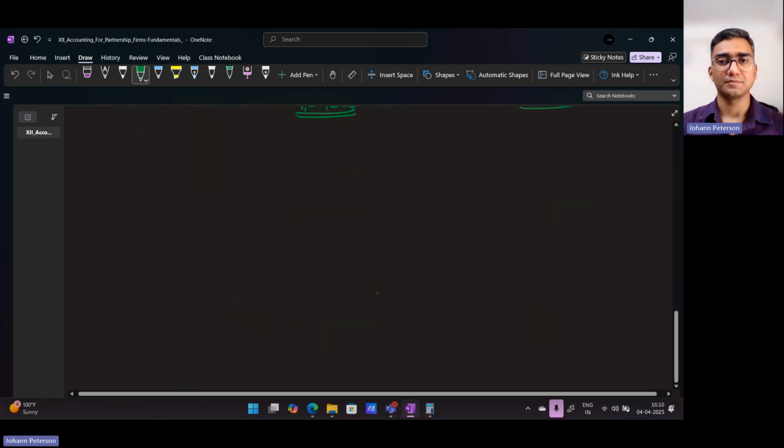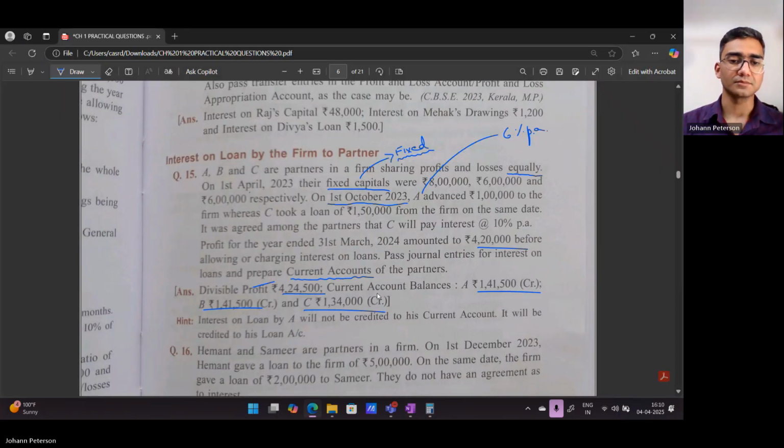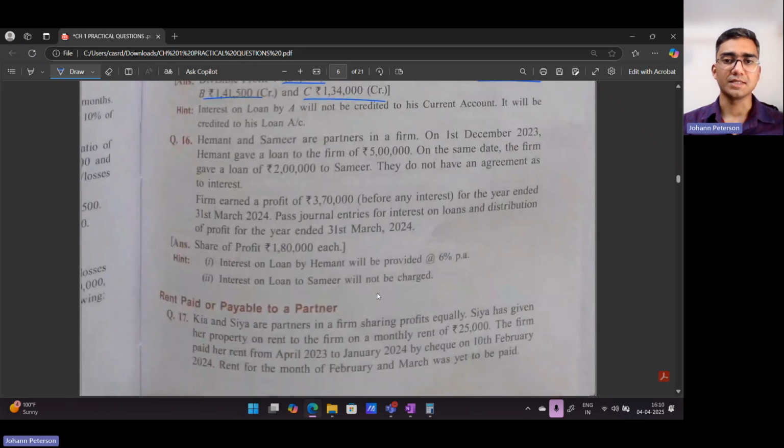Next question. H and S are partners in a firm. On 1st December 23, H gave a loan to the firm of 5 lakh. On the same day, the firm gave a loan of 2 lakh to Samir. They do not have an agreement as to interest. So what does this line mean? They do not have an agreement.